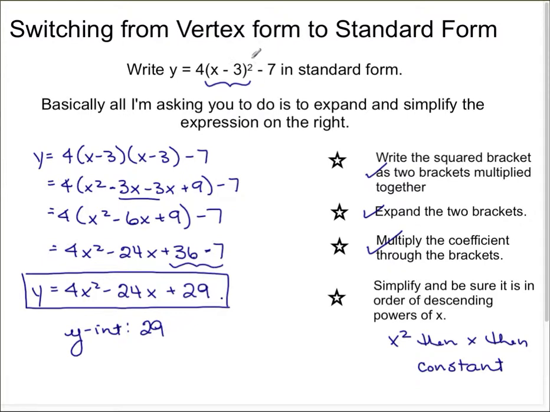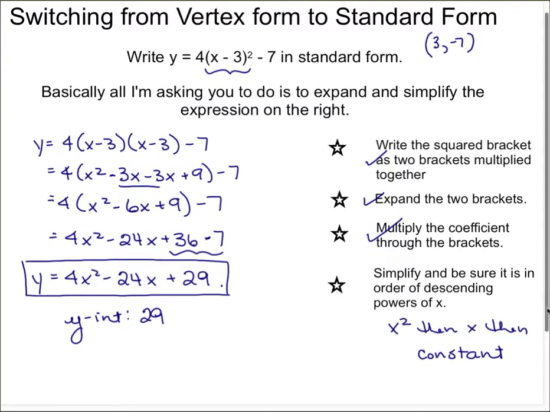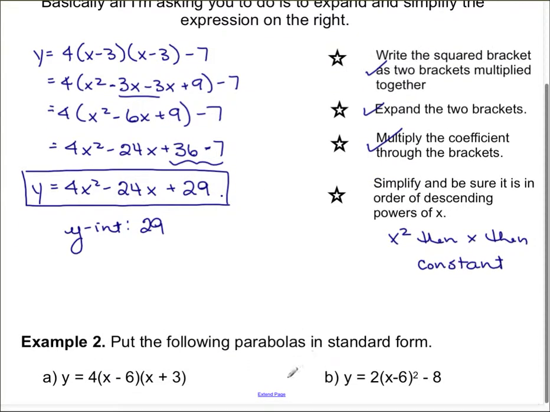Okay. Now, this up here, vertex form, was much more useful. Remember, vertex form can tell us where the vertex is. This vertex is at 3, negative 7. It also tells us where the maximum or minimum value is, and it gives us a way of actually graphing it. Okay, but standard form gives us the y-intercept.